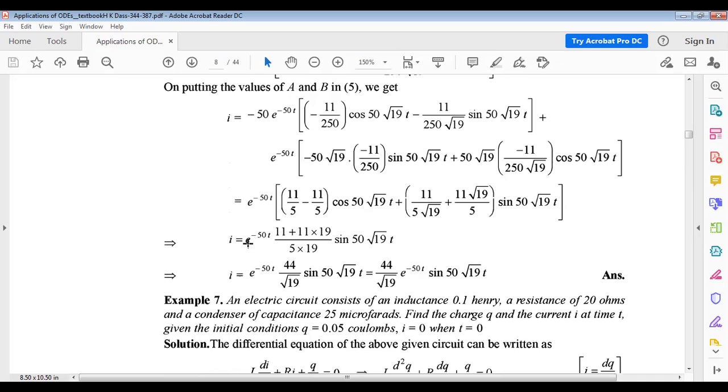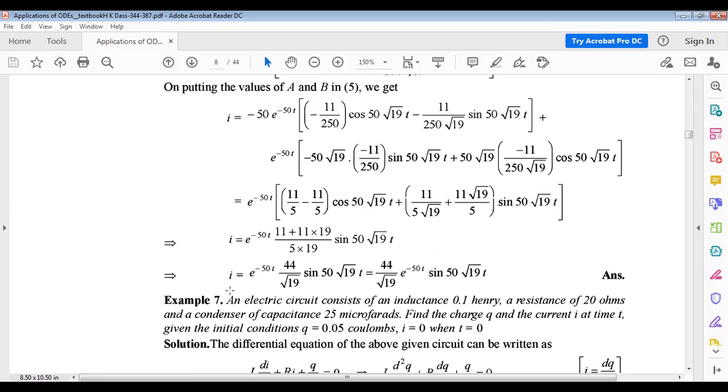So I equals to e to the power minus 50t. After simplifying this, we get this one. 11 by 5, 11 by 5 will be cancelled, 0. So 0 into cos something is 0. Taking LCM, 5 root over 19, we get this one. So I equals to this, and this can be written as 44 divided by root over 19 e to the power minus 50t sine 50 root over 19 t. This is the result.